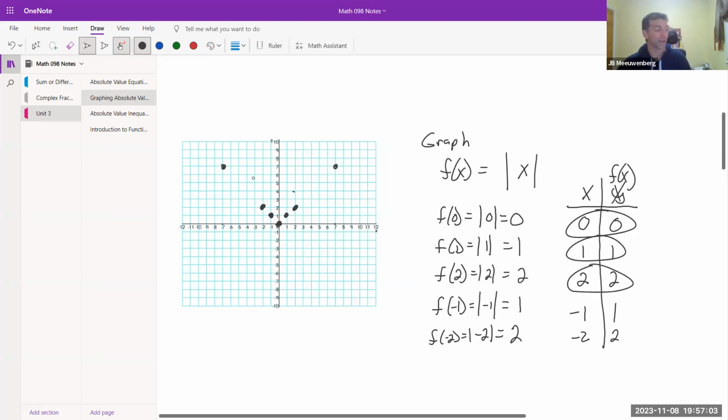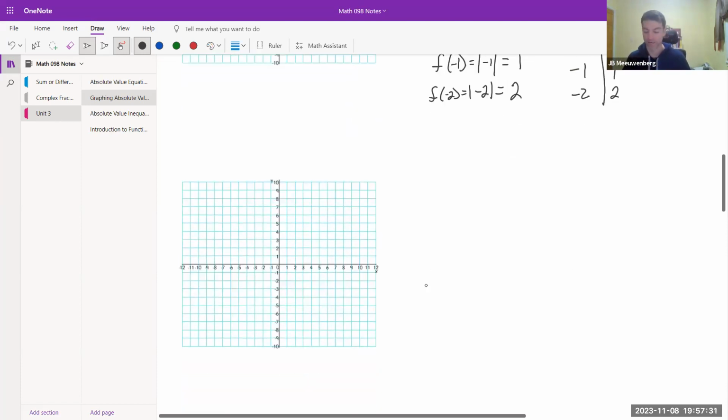The y value is always going to be the positive version of the x value. And so our line looks like this. It's a V shape that goes in both directions. And that is what the graph of an absolute value function looks like. It always looks like a V. Now, there are variations to that. So let's look at a couple other variations.